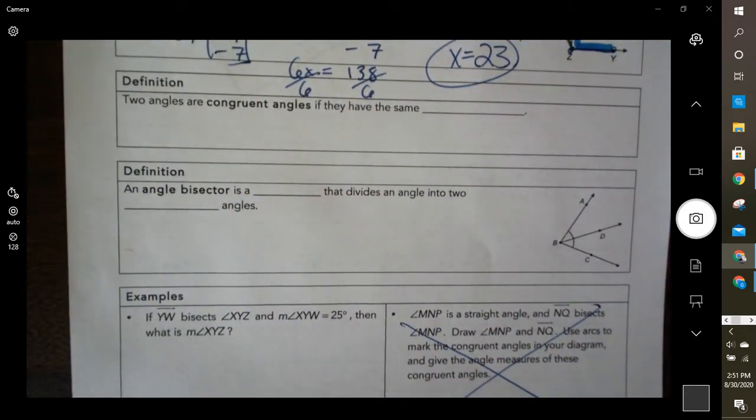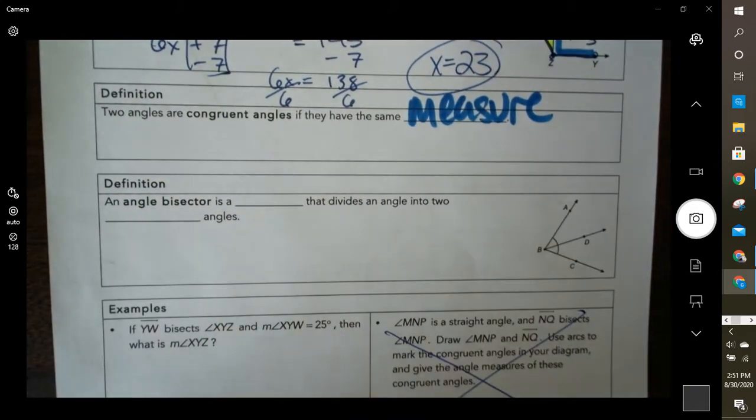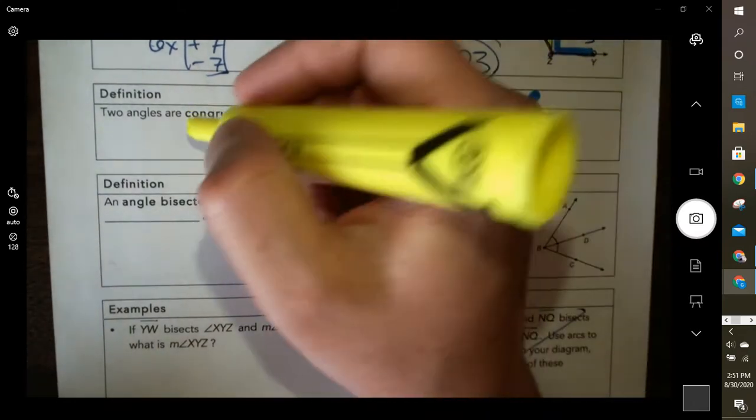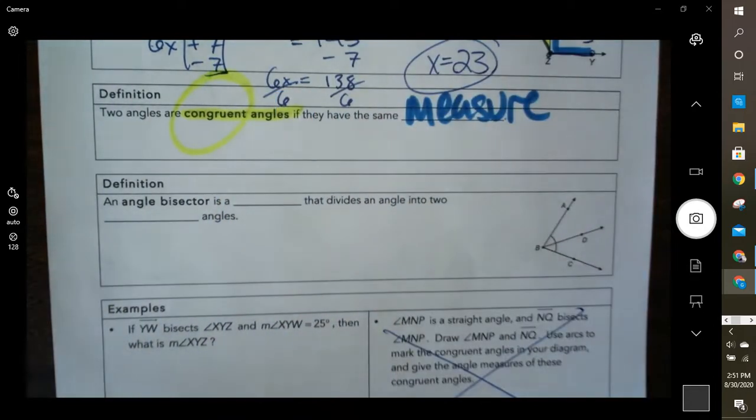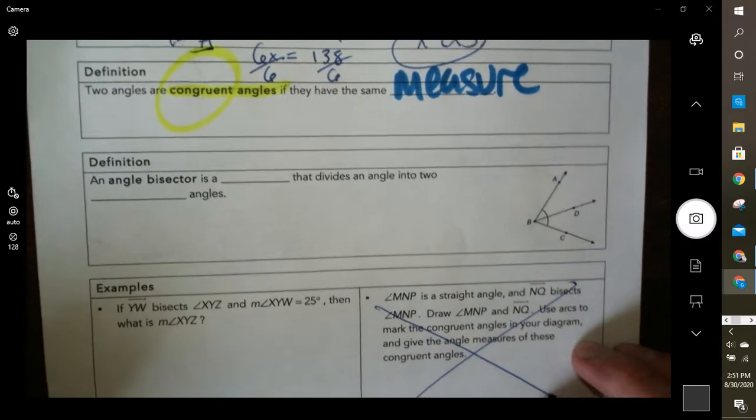All right. Where are we? Right about here. Filling in the blanks. Two angles are congruent if they have the same measure. Write that down. All right, that makes sense. Congruent angles, so that's a definition. We know that congruent really just means equal, but congruent also means a little bit better than equal. It means exactly the same. They're congruent.